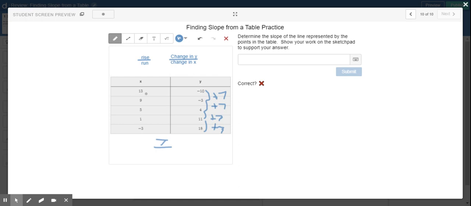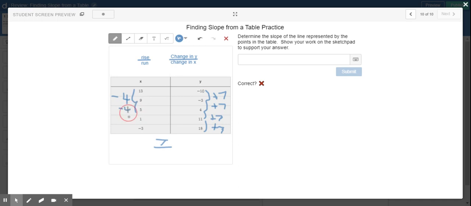For the denominator, I need to know how much the x is changing. So x is going from 13 to 9 to 5 to 1 to -3, so it's getting smaller. So I just need to know how much it's getting smaller, so it's negative. 13, let's see, 12, 11, 10, 9, that's -4. 9 minus 4 is 5. 5 minus 4 is 1. So again, it's -4, -4, -4 on this side, all the way down.